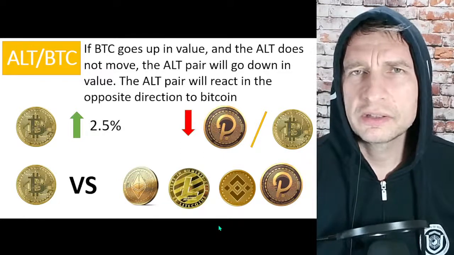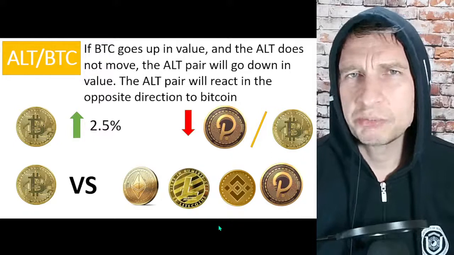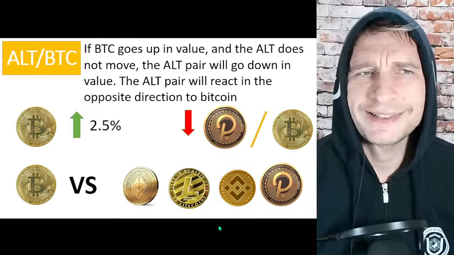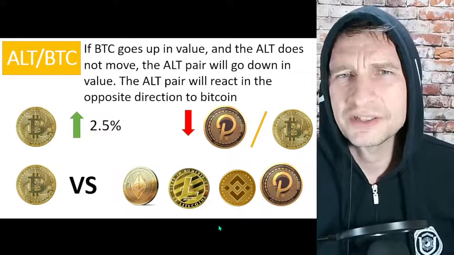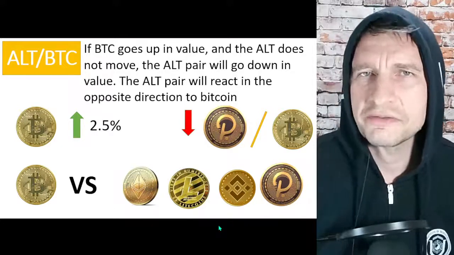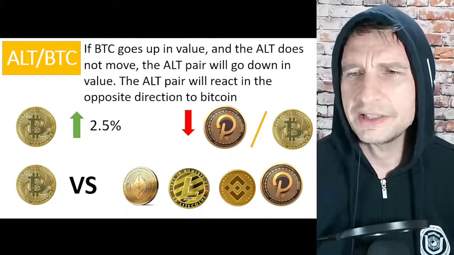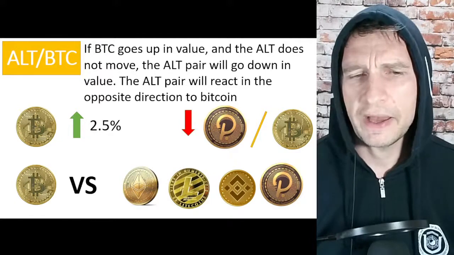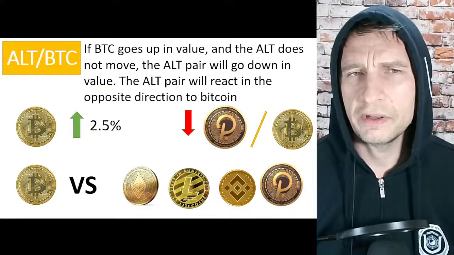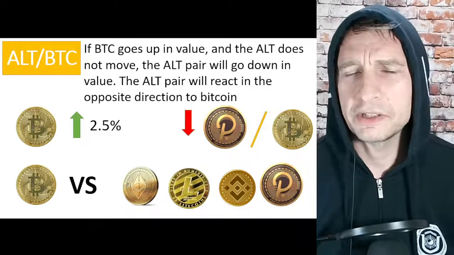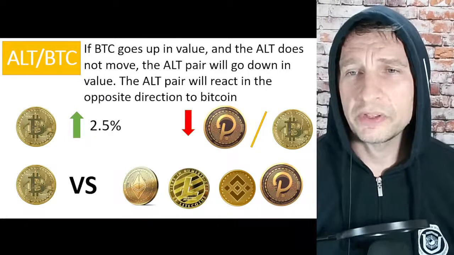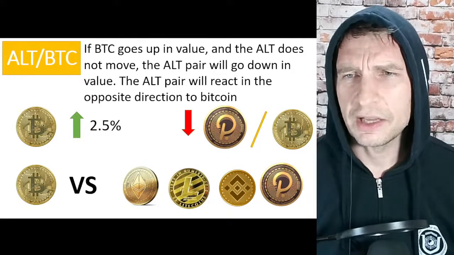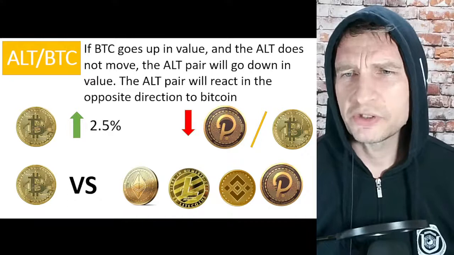Using the alt USDT pairing or BTC USDT pairing is a lot simpler because USDT is a stable coin, which means it doesn't change in value. The only thing that changes in value when trading the USDT altcoin pairs is the value of the paired altcoin with the USDT stablecoin, which makes it a lot simpler to understand.